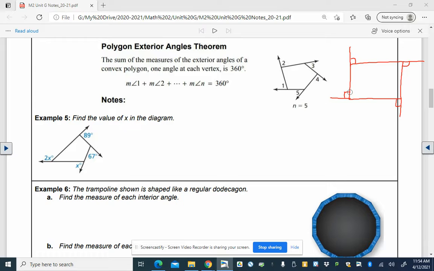Okay, so exterior angles means I'm taking these lines that make up my polygon, and I'm going to extend them just a little bit farther. And opposite the interior angle is the exterior angle. They form a straight line. All right, and what this theorem's telling us is that no matter what type of polygon I'm dealing with, as long as it is convex, if I add all of my exterior angles together, they're going to add up to 360 degrees. So that is true for all polygons.